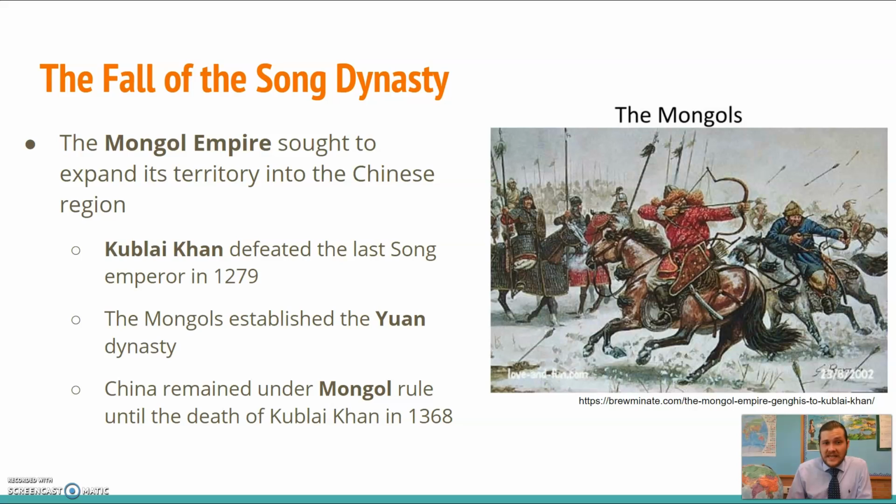Now, the Mongols established the Yuan dynasty, and China remained under Mongol rule until the death of Kublai Khan in 1368.